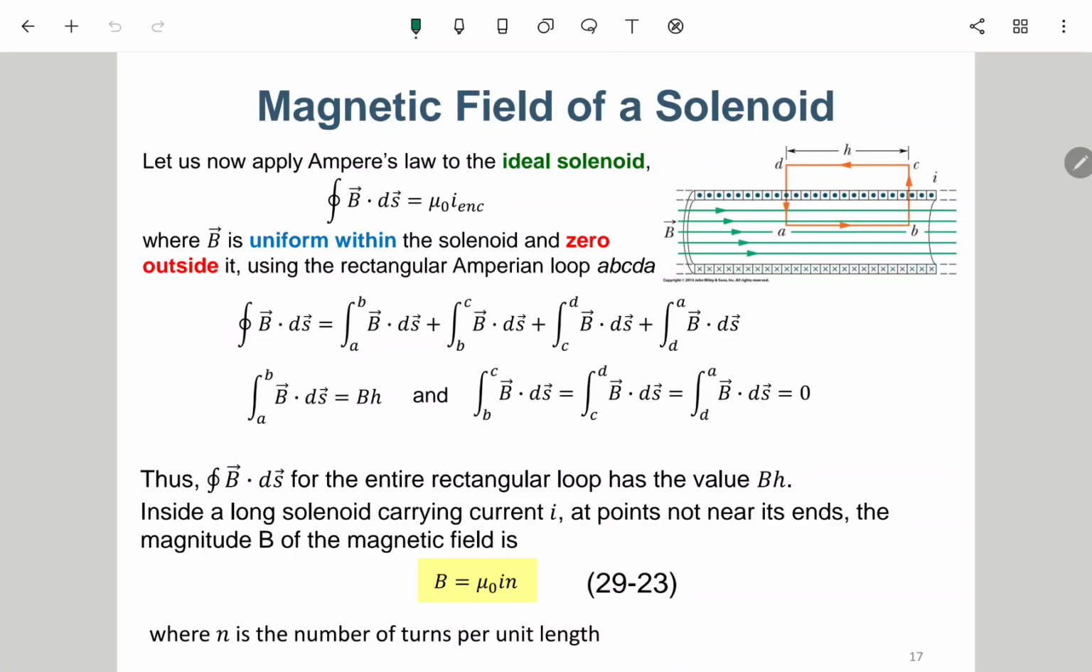Okay, so here we try to use Ampere's law to find the expression of the B field inside the solenoid, and also we make some approximations to make the computation easy enough. The first is that we assume the B field is uniform within the solenoid, and then it is perfectly zero outside it.